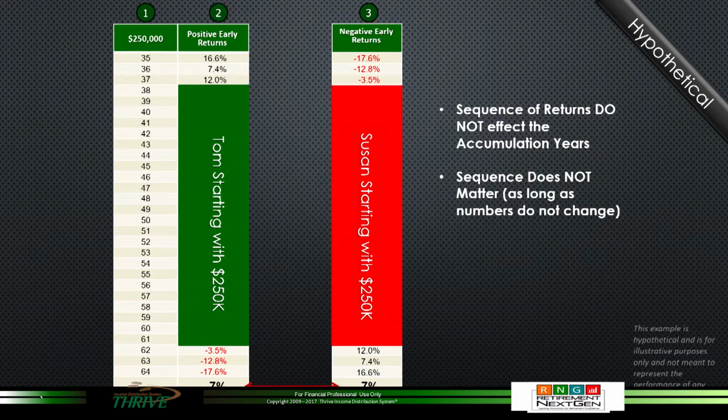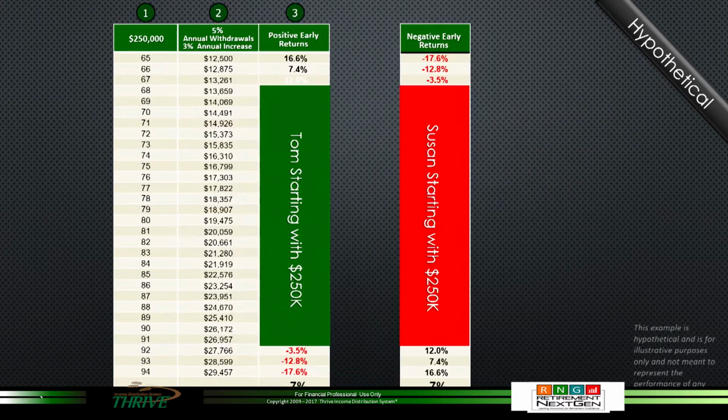I will have exactly the same amount of money while I'm accumulating money. Well, here's the problem. The problem is when I go from accumulation to distribution, and that only happens during retirement. Now we're going to advance Tom and Susan to age 65.